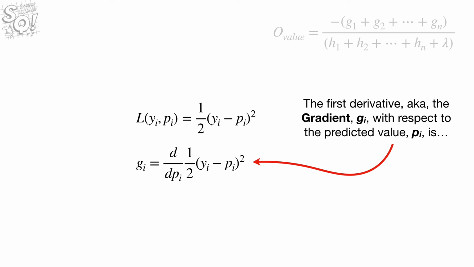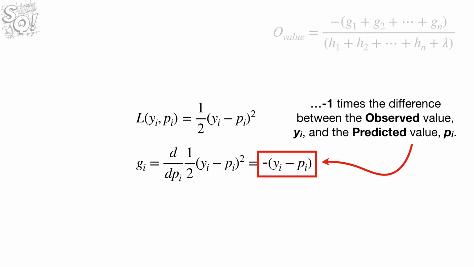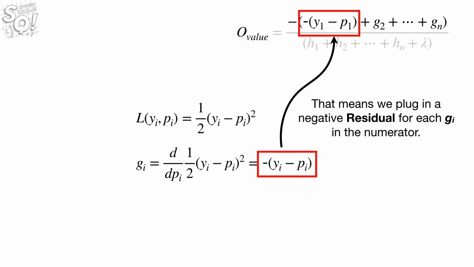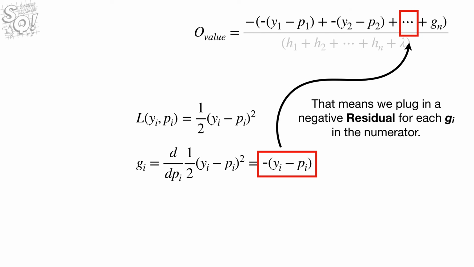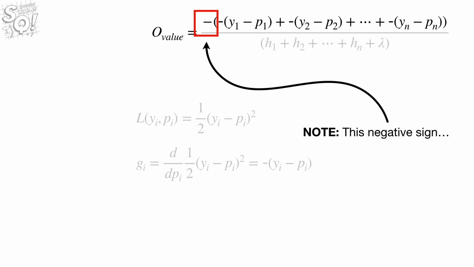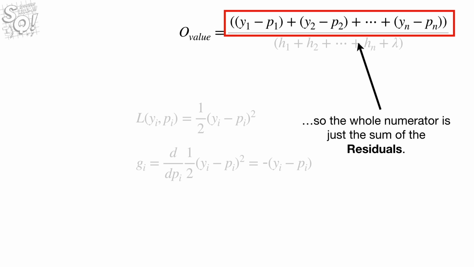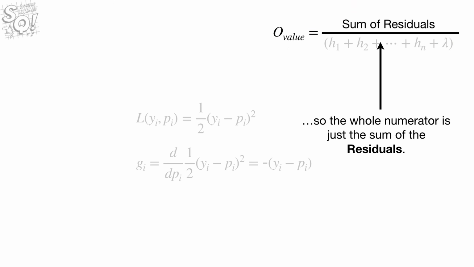The first derivative, aka the gradient g sub i, with respect to the predicted value p sub i is -1 times the difference between the observed value y sub i and the predicted value p sub i. In other words, g sub i is the negative residual. That means we plug in the negative residual for each g sub i in the numerator. Note, this negative sign cancels out all of these negative signs. So the whole numerator is just the sum of the residuals.